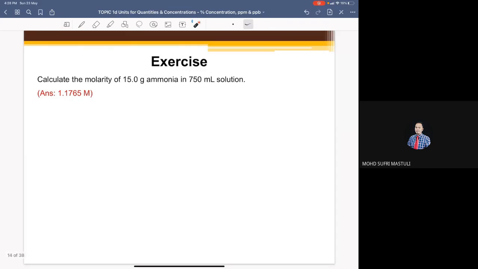So this one is very straightforward. So you can also calculate this one. Calculate the molarity. You want to calculate the mole per liter of 15 gram of ammonia in 75 ml solution. So this is ammonia. So first you have to calculate the mole. Mole is the mass over molar mass, and then this volume should be converted into liter.